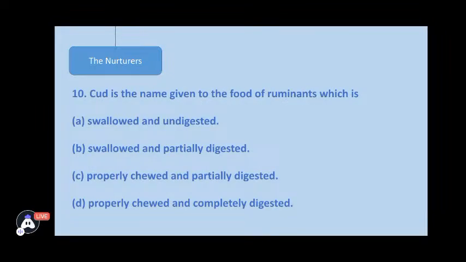Moving ahead to the next question. Cud is the name given to the food of the ruminants. Now ruminants are basically the herbivores or the grass eating animals, and the food they eat is termed as cud. So they are asking that cud is the name given to the food of ruminants, which is A, swallowed and undigested, B, swallowed and partially digested, C, properly chewed and partially digested, or D, properly chewed and completely digested. So which of them is the correct option?